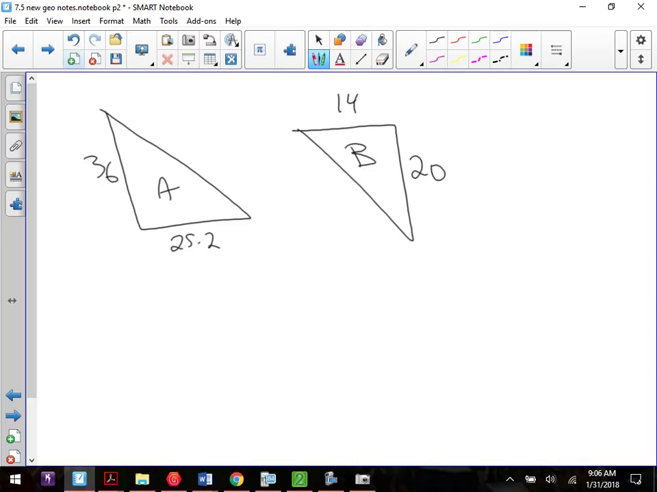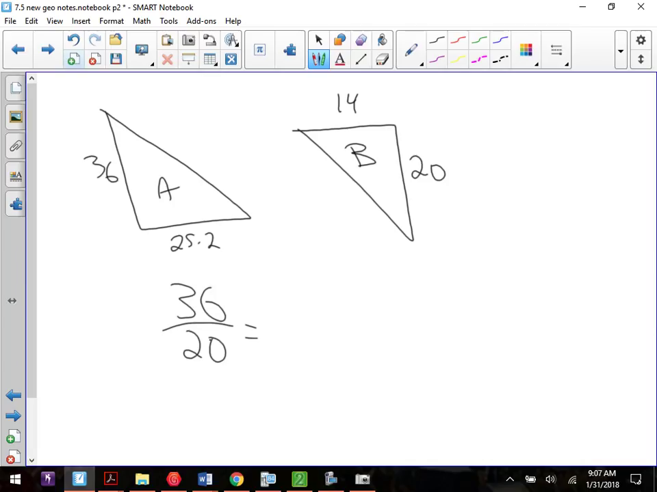if I want to find the scale factor going from A to B, I just have to make a decision which of the sides I want to use for the scale factor. Do I want to use the 36 or do I want to use the 25.2? All right, use the 36. Now, of the two given sides that they gave you, is the 36 the larger or the smaller of the two? It's the larger, which means which of the two on B should I use? And why is that? Exactly.